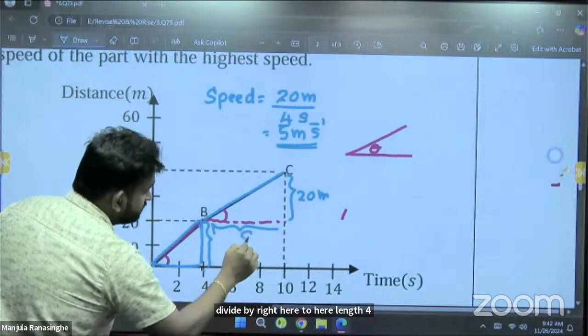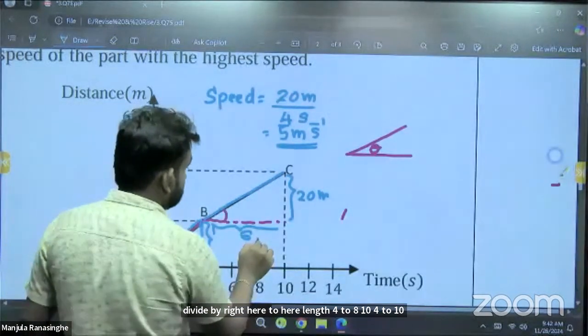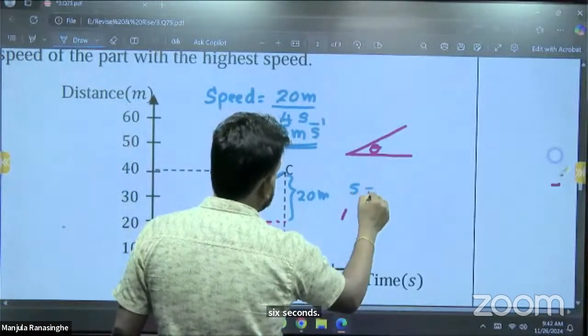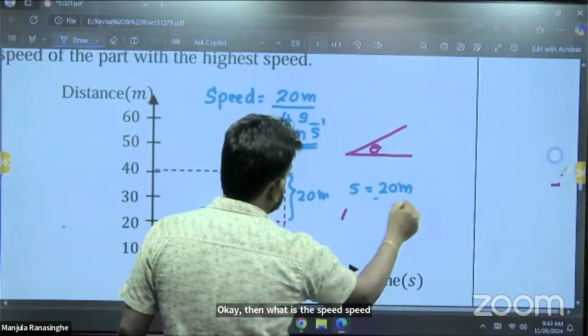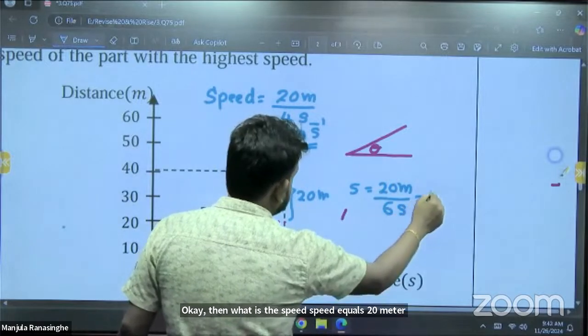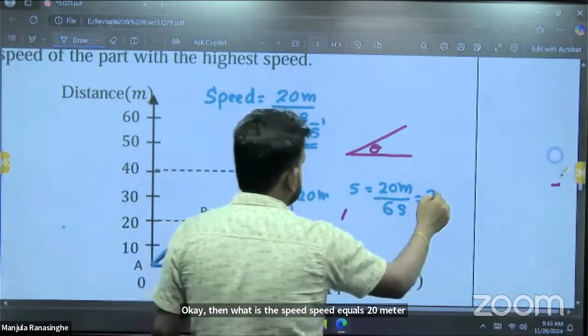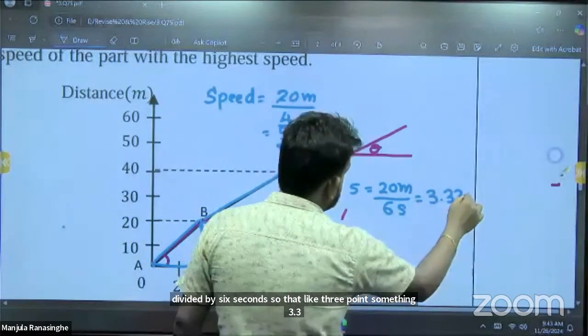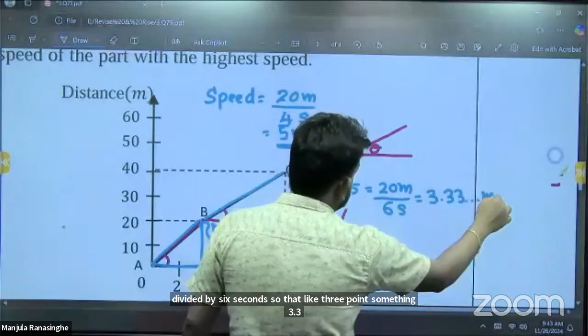4 to 10 is 6 seconds. Okay, then what is the speed? Speed equals 20 meters divided by 6 seconds. So that is 3 point something, 3.33 continuing meters per second.